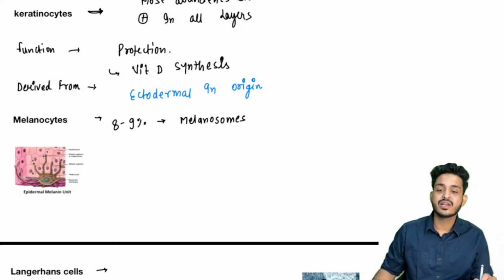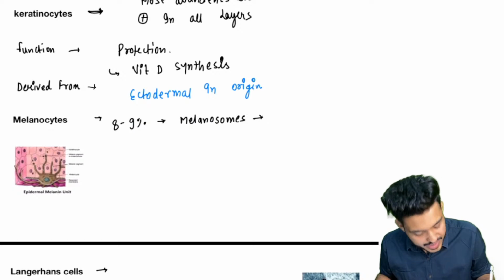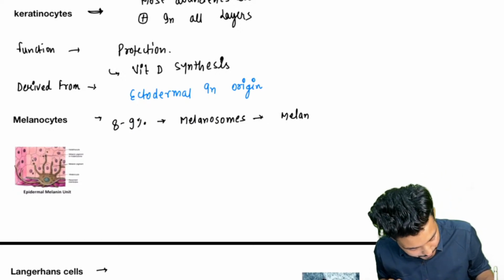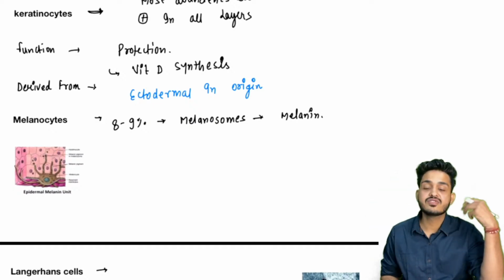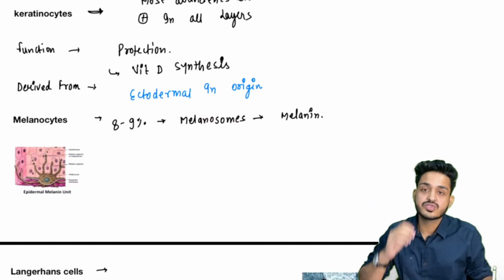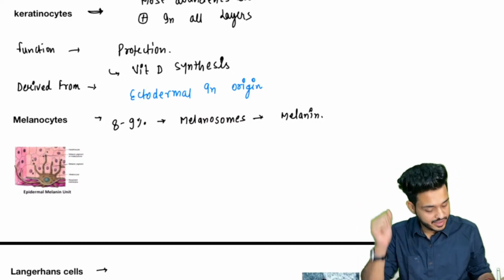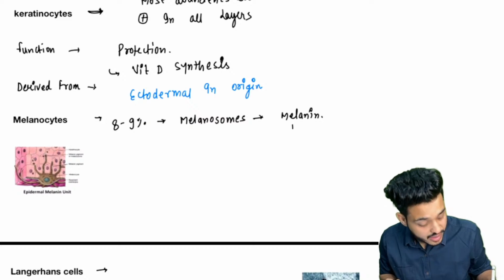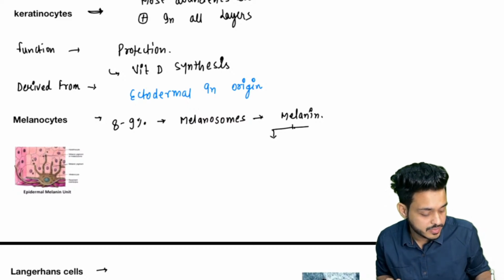Okay, and those melanosomes will be forming melanin. और मेलेनिन का फंक्शन क्या होता है? What is the function of melanin, guys? The function of melanin is to provide color, right? So that would be giving us the color, and we are having two types of melanin.